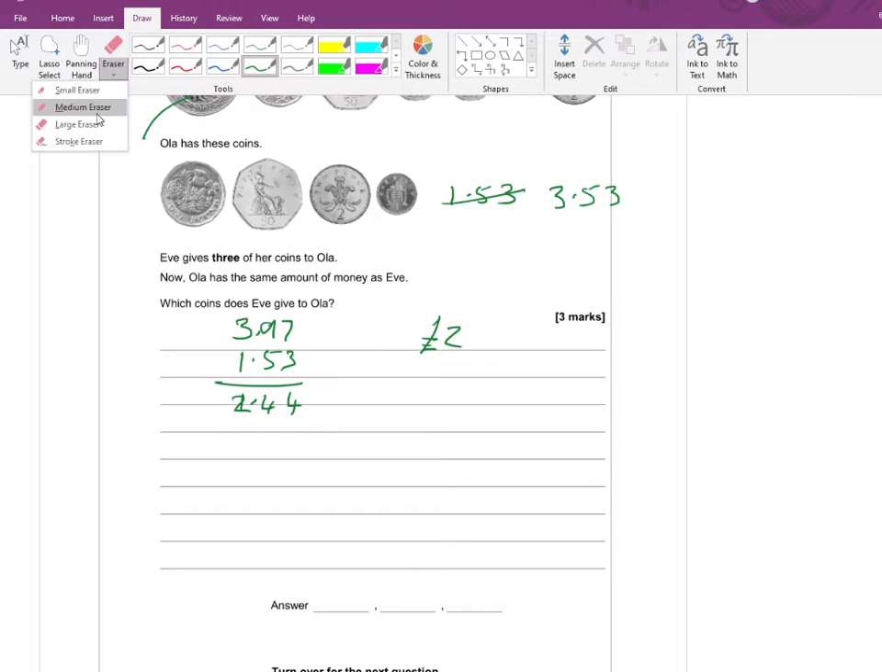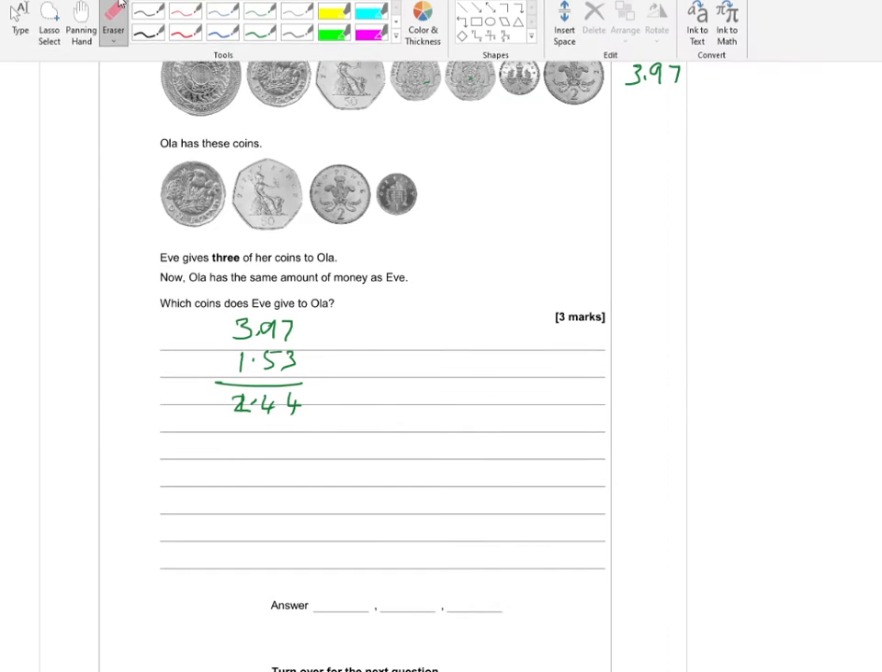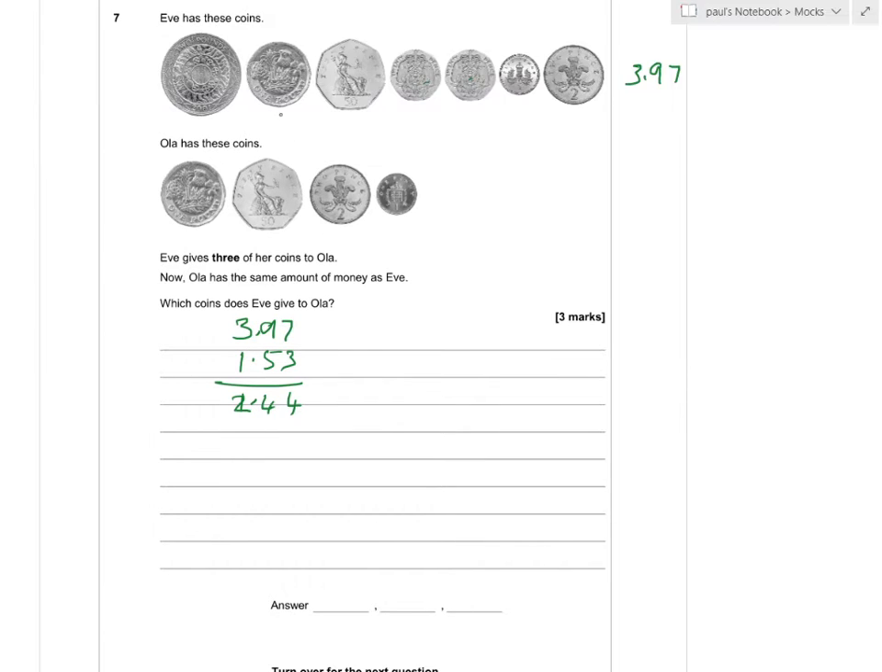Oh, the penny has dropped. It's a thing about pennies. So what was that? Well, it was 153, wasn't it? So there's 244 difference. So she's only got to give her half of that, which is £1.22. So it's a £1 coin, a 20p, and a 2p.